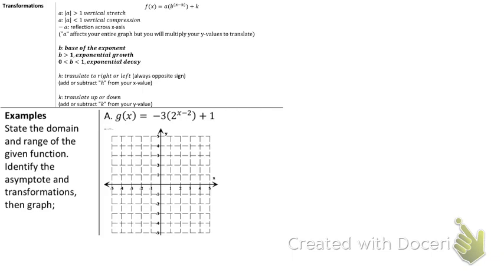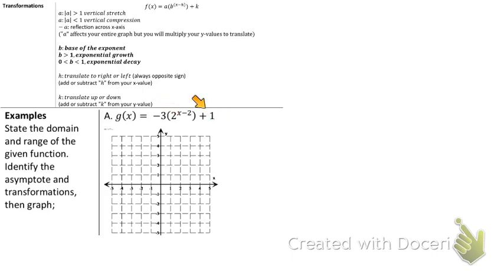Let's graph example A. I've also copied and pasted the steps here. If you need to reference, I will be referencing this portion here. So first thing we see is that I do have an exponential function. Because my B value is bigger than 1, I know this is a growth function. So that means it's going to move away from the asymptote.